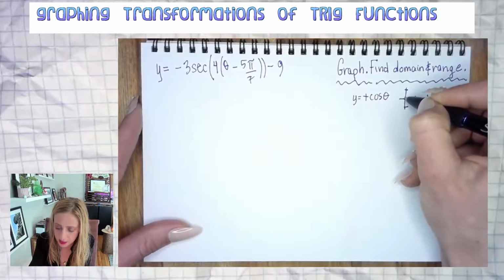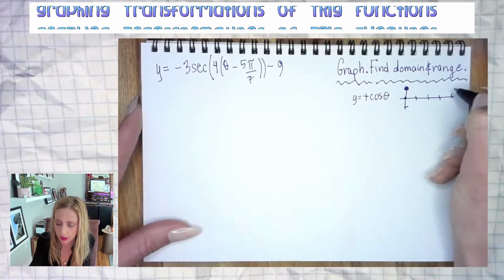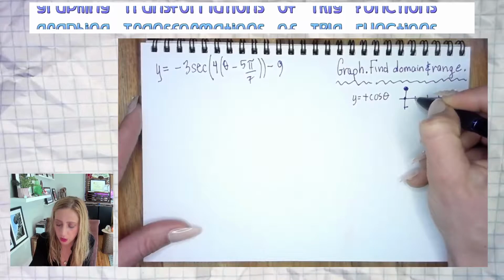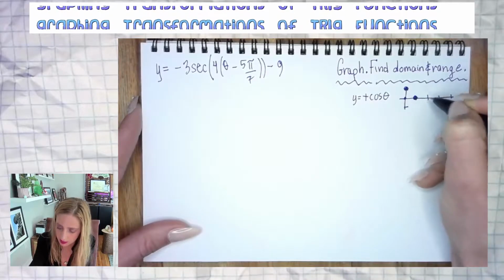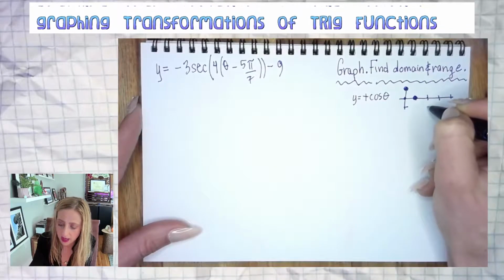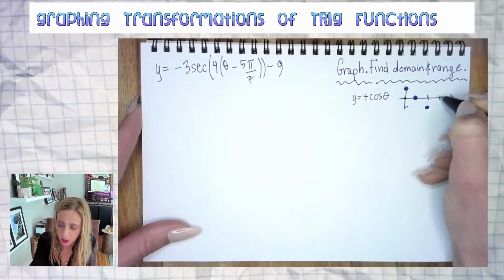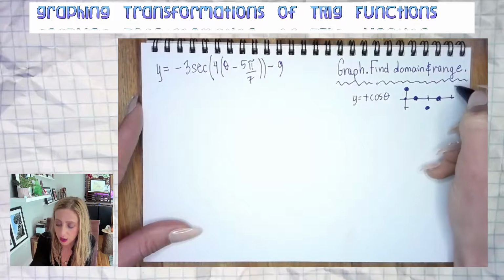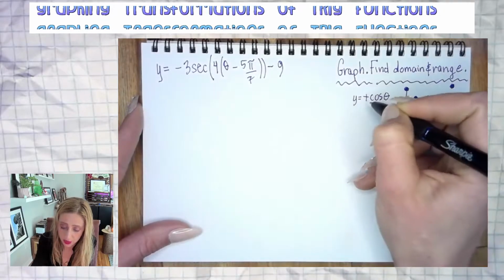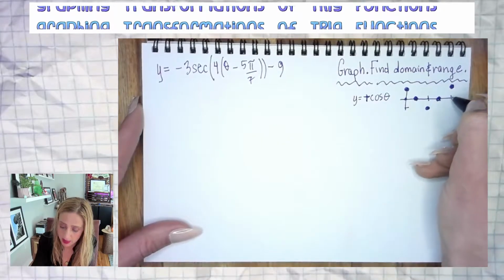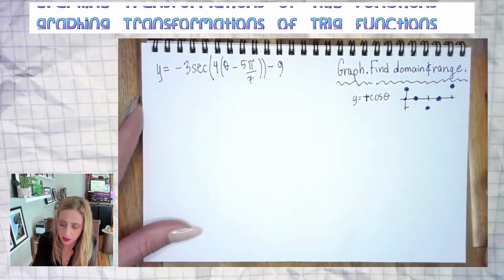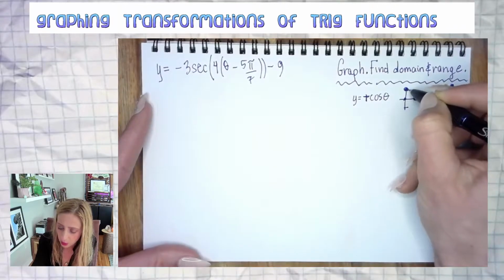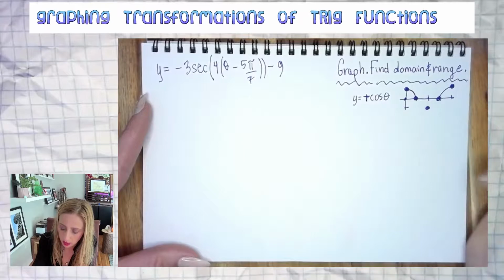What is cosine at 0? It's 1. What's cosine at, this is pi over 2. What's cosine at pi over 2? It's 0. Cosine at pi is -1. Cosine at 3 pi over 2 is 0. And cosine at 2 pi, when we're dealing with the parent function, it should make sense. It should be the same as cosine of 0. They're coterminal angles.